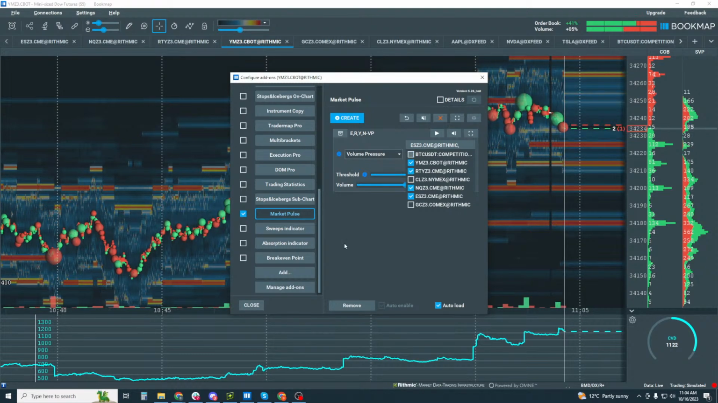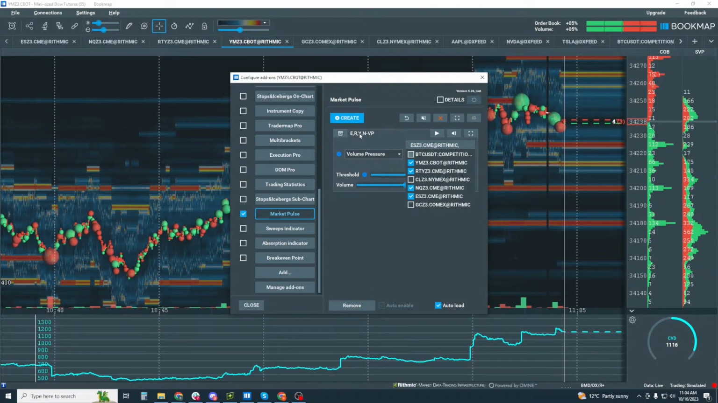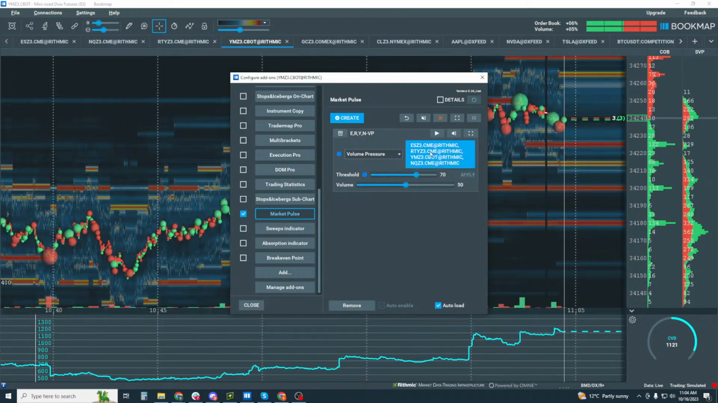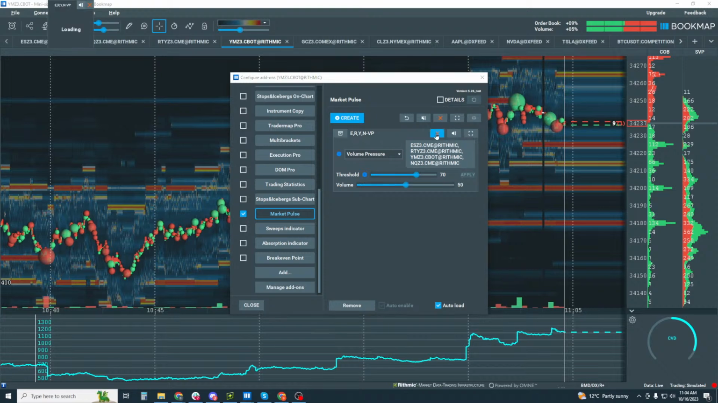Okay, and let's get rid of Bitcoin. So we have all four indexes here within one market pulse. And we're looking to see when the volume pressure is going to pick up. All right, so this is a fantastic tool to be able to make this synthetic instrument for market pulse. And let's click play.